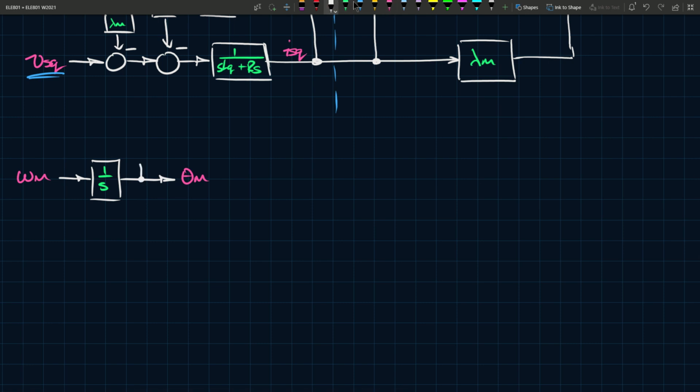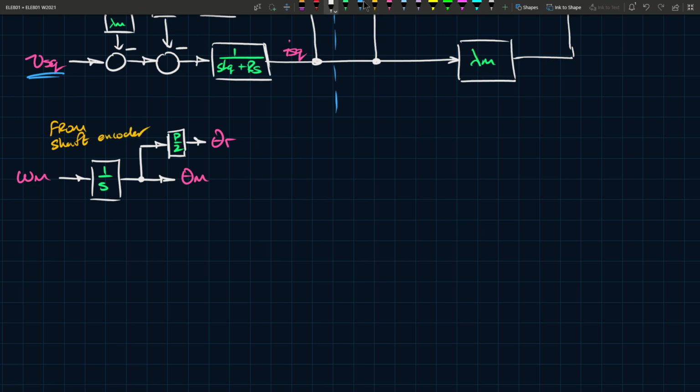So the integral of the angular speed is the angle itself. And then if we take that theta m and we multiply it by p over 2, then we get the angle theta r, which is the rotor flux angle. Well, it's the electrical angle, and it is the same. In this case, the rotor flux angle is the same as theta r. It's not necessarily the same in the induction machine. So in this case, we can measure it directly using a shaft encoder, right? So we can say all of this is from shaft encoder, right?